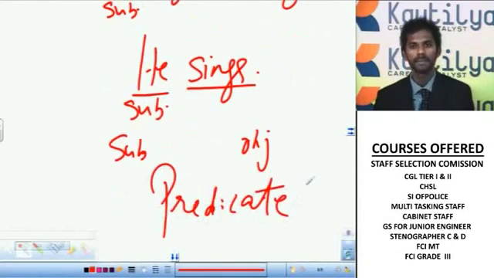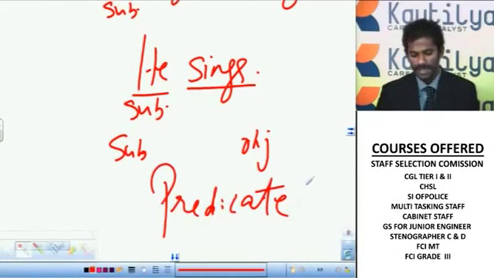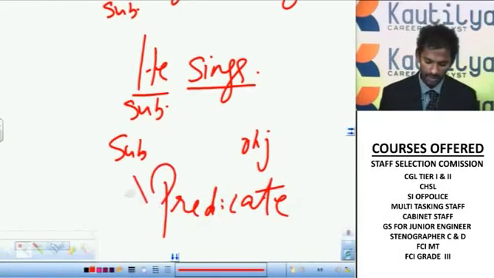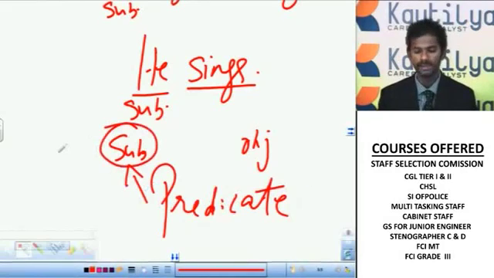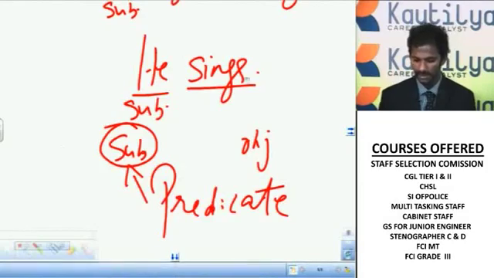What is a predicate? In a sentence, what is said about the subject is termed as a predicate. That means in a sentence, the part excluding the subject is termed as a predicate. Clear? The part excluding the subject in a sentence is termed as a predicate. Right? Come to the same sentences.